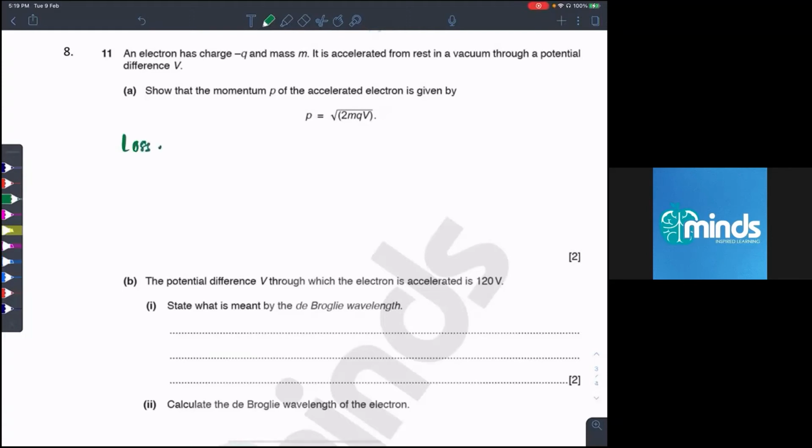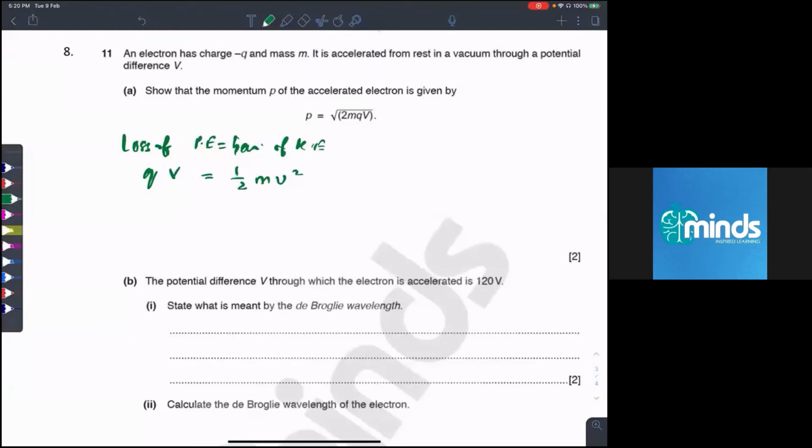loss of potential energy is equal to gain of kinetic energy. Now potential energy is given by Q delta V, right? Potential energy is given by Q delta V. So Q and potential difference is V. Kinetic energy is given by half mv square, right? So potential energy is given by QV, and gain of kinetic energy is half mv square.